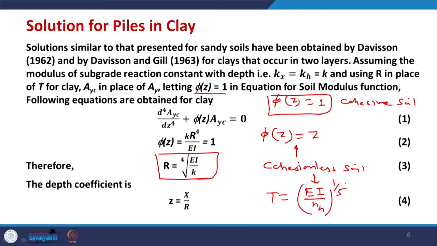So, this was the case for cohesionless soils. And as usual, the depth coefficient Z is here x by R, which was earlier x by T. So, that means this factor R is the relative stiffness factor for this case, and this factor will be used further for all the analysis. Let us continue with this.